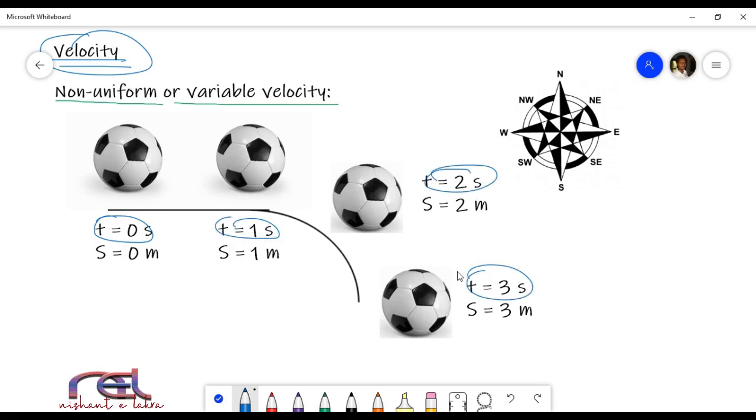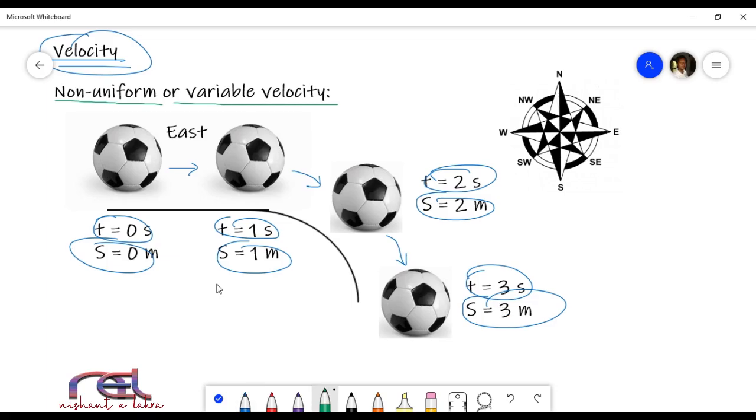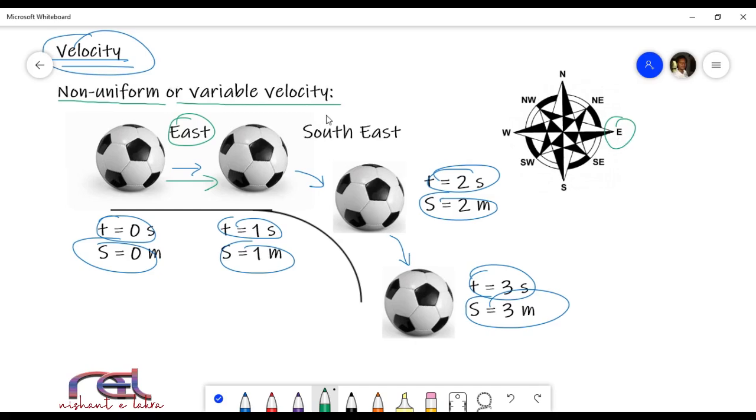This is a football that is moving not on a straight path. Initial time 0 seconds, it has traveled 0 meters, and in 1 second it has traveled 1 meter. Now you see that in the start it is moving towards east. You can look at the compass to understand it, that you'll see on your screen. And after traveling 1 meter eastward, the direction of the football has changed.